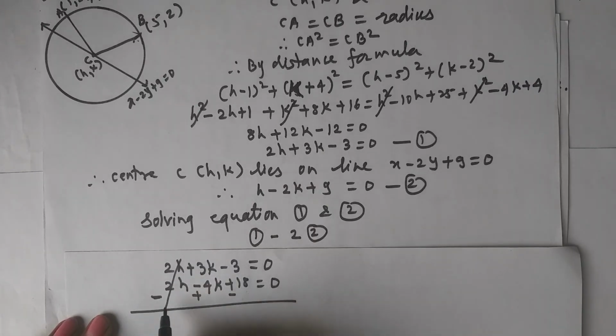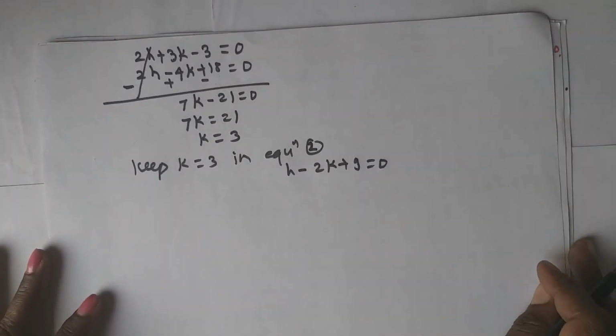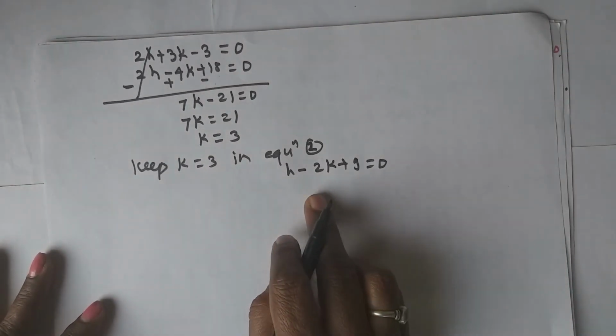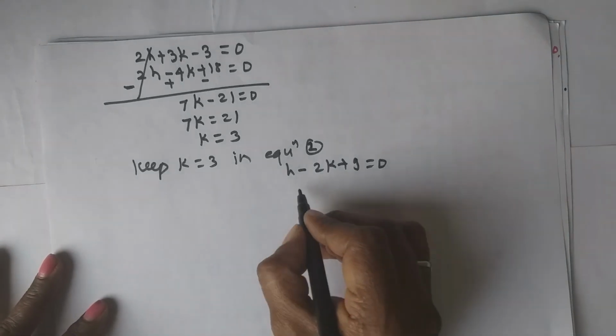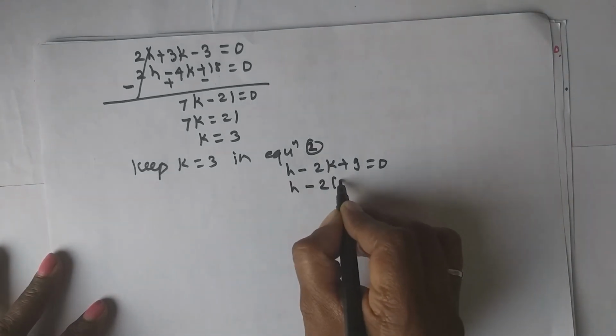This plus 2h minus 2h will get cancelled. 4 plus 3, 7k, minus 3 minus 18, minus 21 is equal to 0. 7k is equal to 21 means k is equal to 3. Now put k is equal to 3 in equation 2. And what is equation 2? Equation 2 is h minus 2k plus 9 is equal to 0. Put the value of k, 3, here.